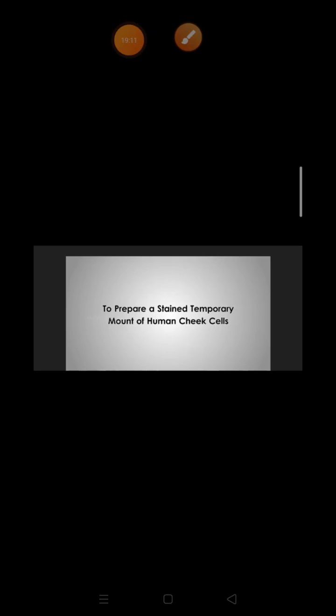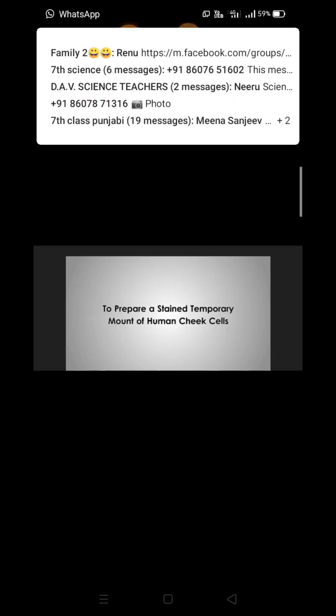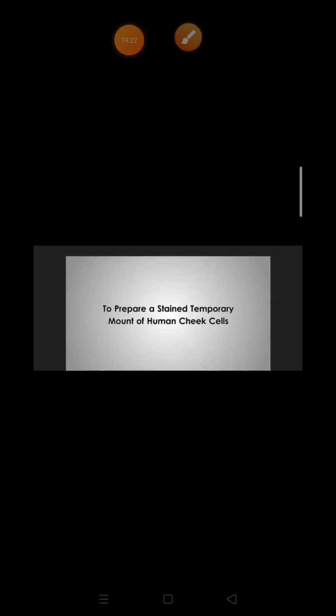Now the next experiment is experiment number 1 part B, in which we will study the animal cell, and for studying the animal cell we will be using human cheek cells. Human cheek cells means whatever cells are present inside the oral cavity or the mouth cavity, from there we will remove a few cells and observe them under the microscope.